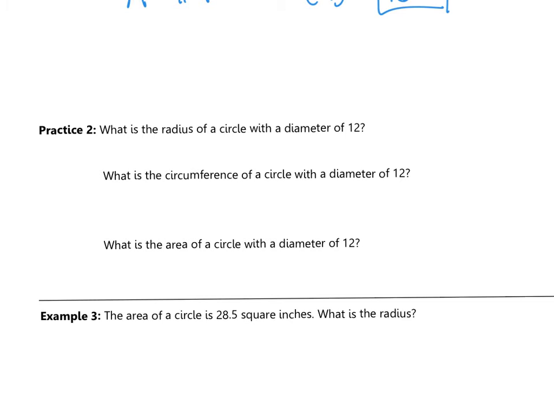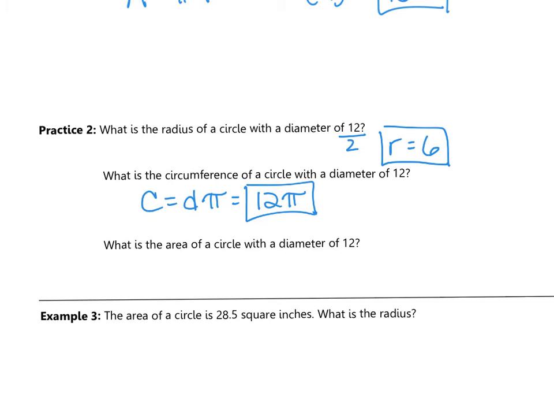All right, let's take a look at practice problem number 2. Find the radius of a circle with a diameter of 12. If the diameter is 12, I'm just going to divide by 2 and find out the radius is 6. What's the circumference of a circle with a diameter of 12? Remember to just use that diameter times pi formula, and you end up with 12 pi.